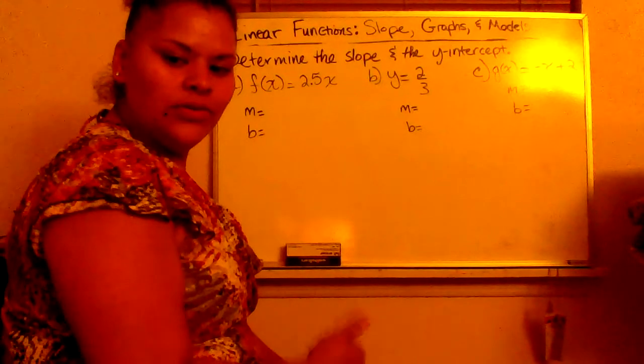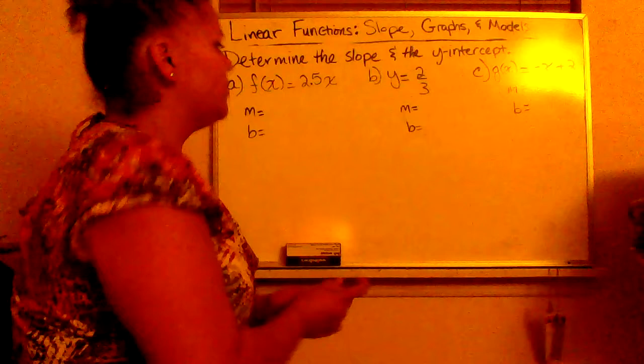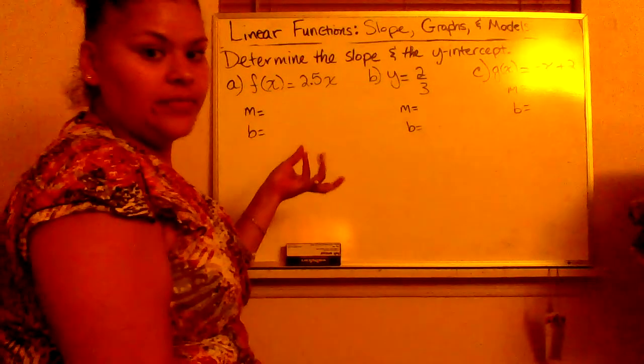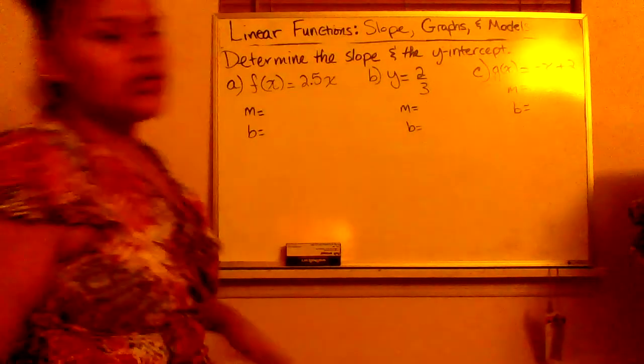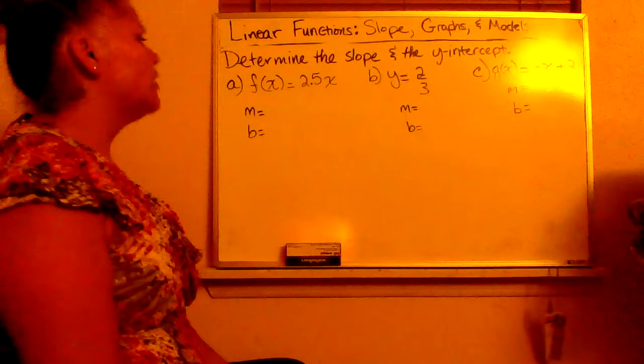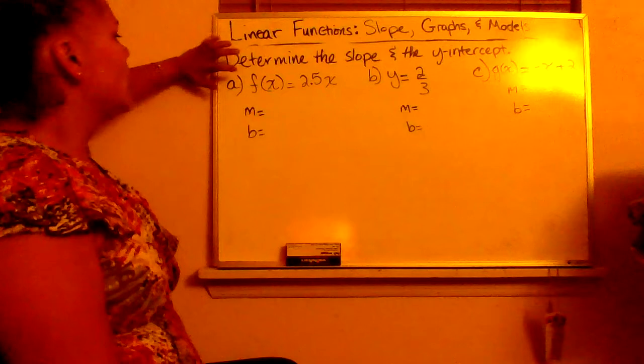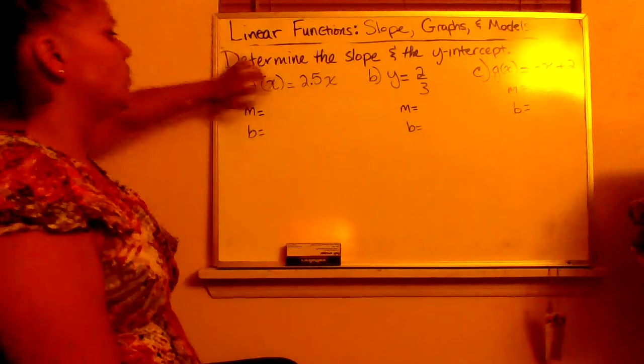Now what we're going to do is determine the slope and the y-intercept of certain lines given. Now these you'll see, and I don't want you to get confused, so we're going to go through them in detail. Okay, so for our first one, it's like part 2 of the previous section. Now we have f of x equals 2.5x.